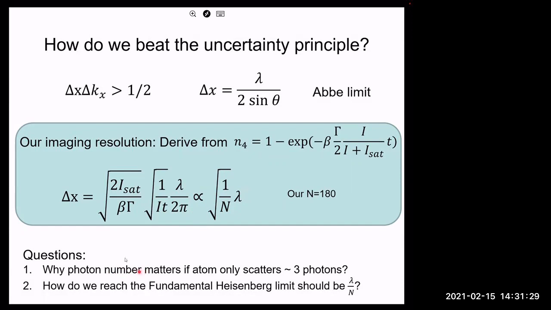Okay, if you really think about this kind of scaling, it turns out you can derive this n is 180 in order to reduce the resolution by that much, going down to a tenth of a nanometer. But fundamentally, our atoms scatter no more than 3 photons. They'll go to the other state. The whole process stops.